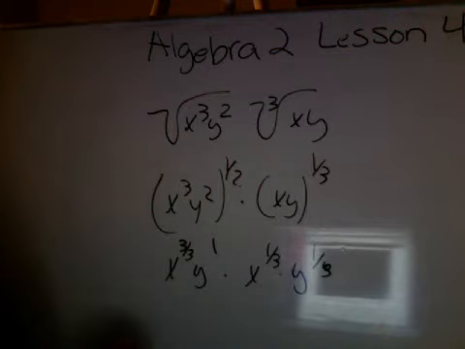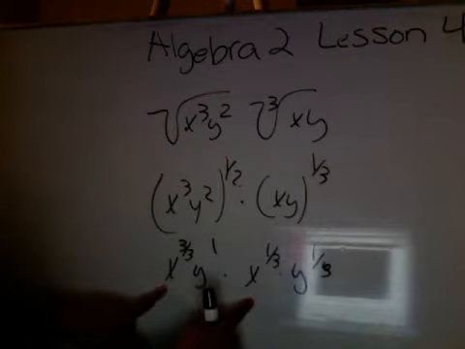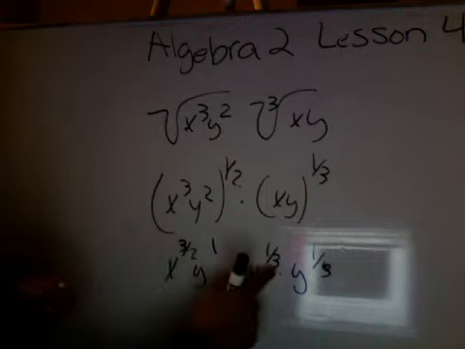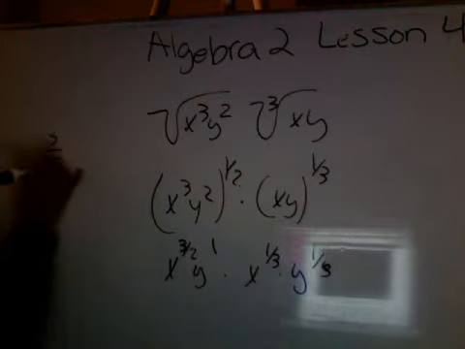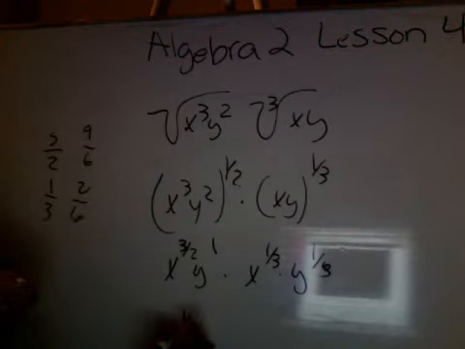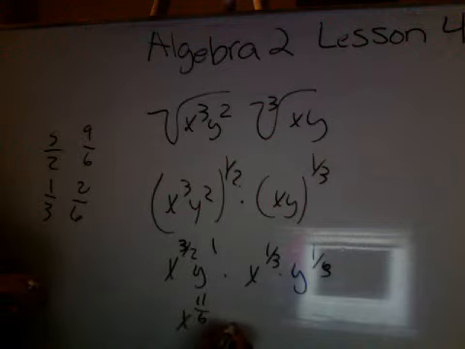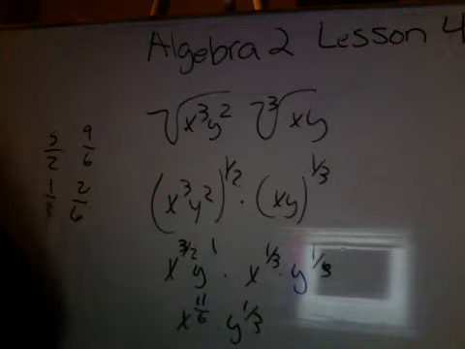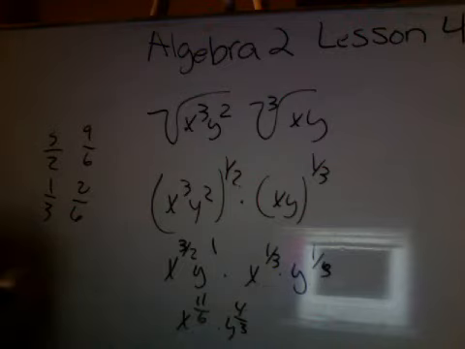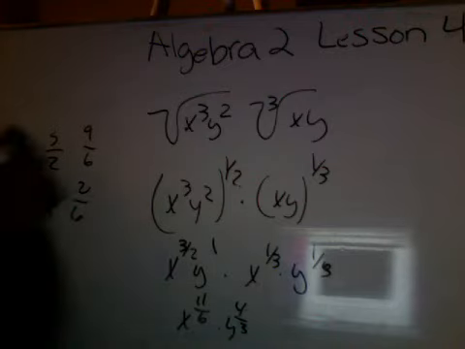Then I can use my product rule for exponents and combine like bases. So this is x to the 3/2 plus 1/3. So I have to get a common denominator, which is x to the 11/6 times y to the 1/3. And you can leave it just like that. Oh, sorry, you have to add these. So 1 plus 1/3 is 1 1/3, or 4/3. Y to the 4/3, excuse me. Okay. So let's do another one.